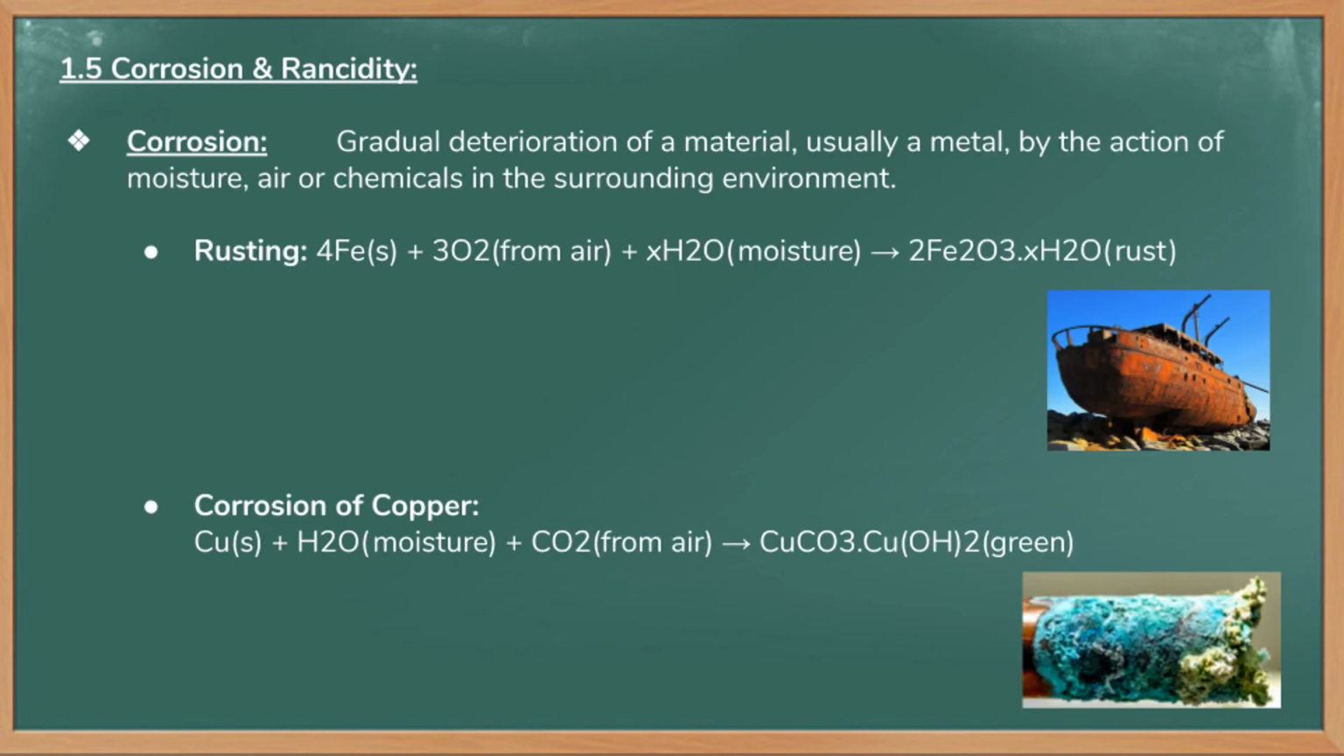Corrosion and rancidity. Corrosion is gradual deterioration of a material, usually a metal, by the action of moisture, air or chemicals in the surrounding environment. Different types of corrosion are rusting, corrosion of copper, tarnish of silver.